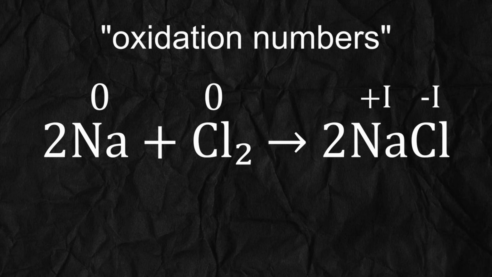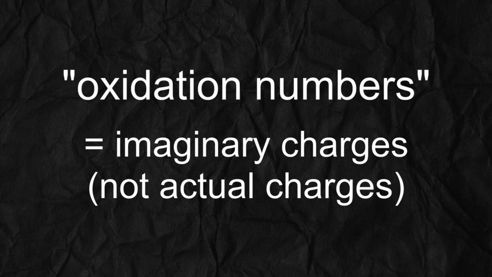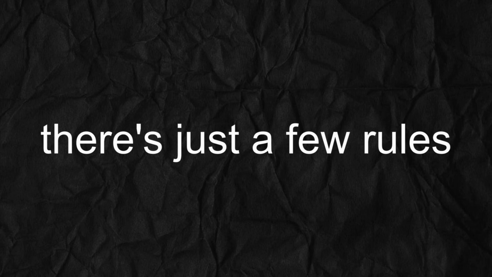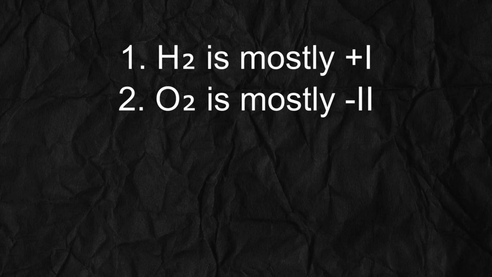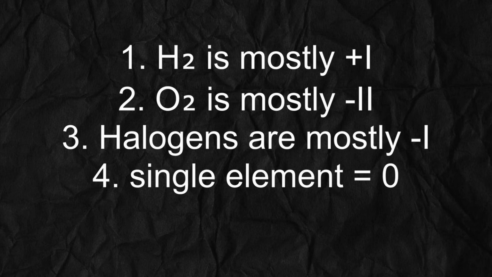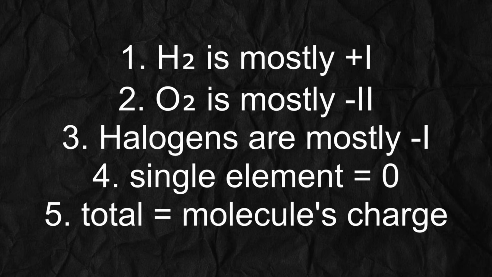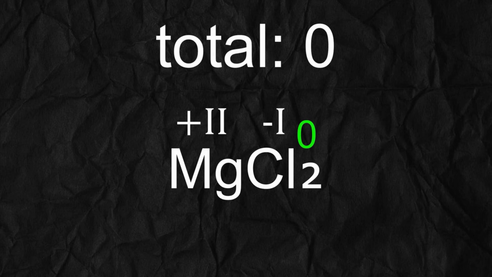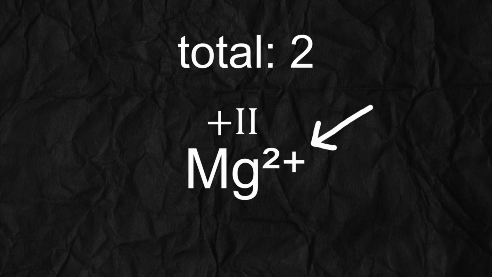More accurately, redox reactions are reactions that change the oxidation numbers of elements, which are kind of like imaginary charges. There's just a few rules you have to know to figure those out. Hydrogen is mostly +1, oxygen is mostly -2, halogens are mostly -1, single elements are always 0, and the numbers of all atoms in a molecule always have to add up to the molecule's charge. So this would total 0, while single ions just have their charge as the oxidation number.